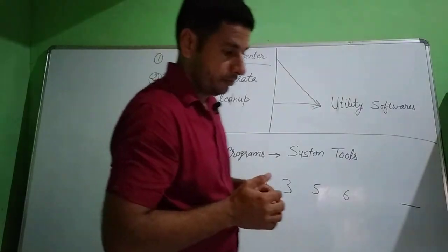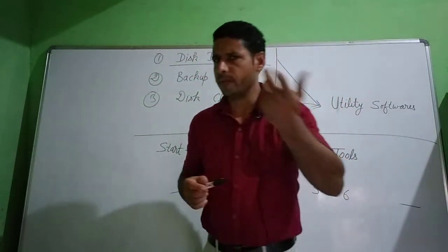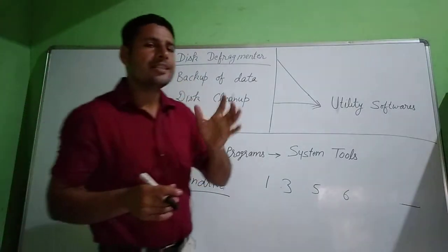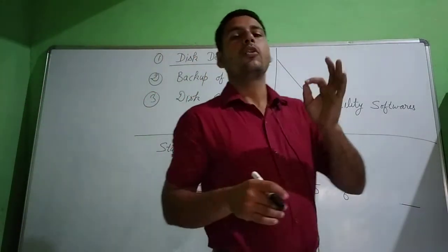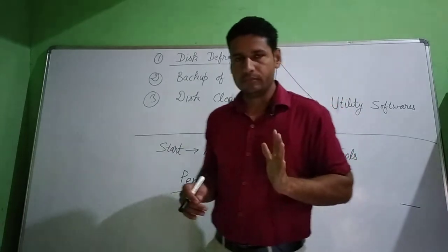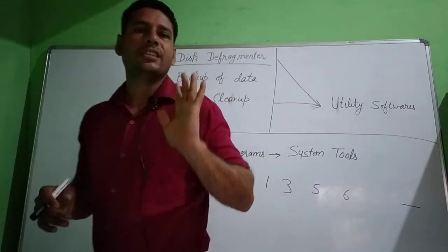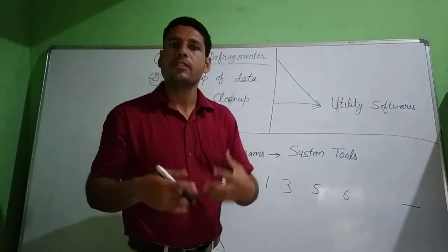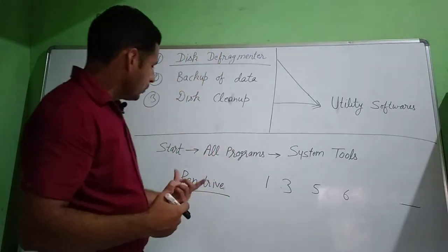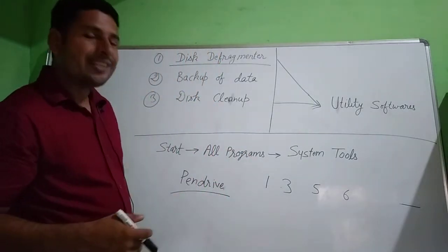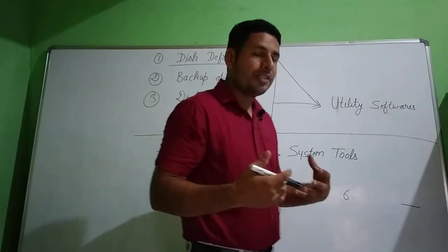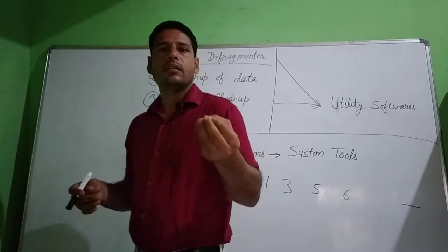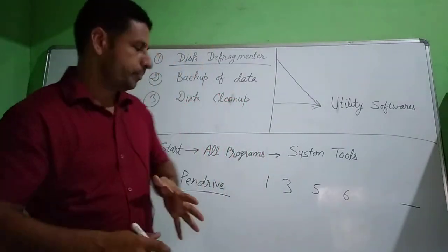Pen drive. We are all aware of what the use of a pen drive is. Pen drive is the easiest way to take a copy of the data. It is also easy to carry from one place to another, and it is very small in size. So a pen drive is a device which is basically used to take the backup of the data.